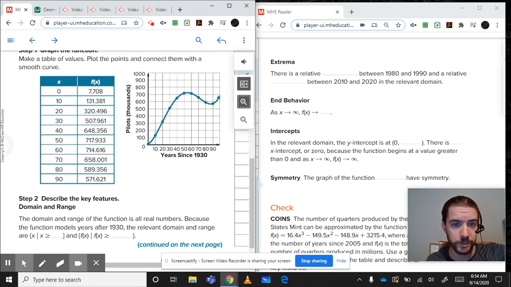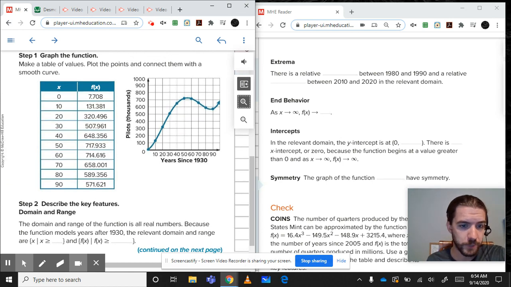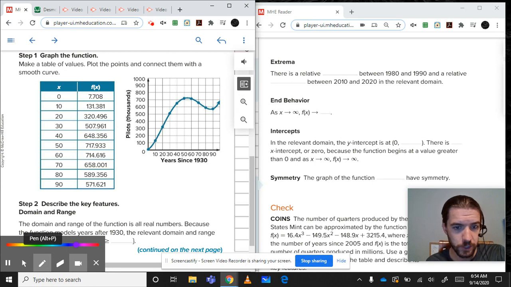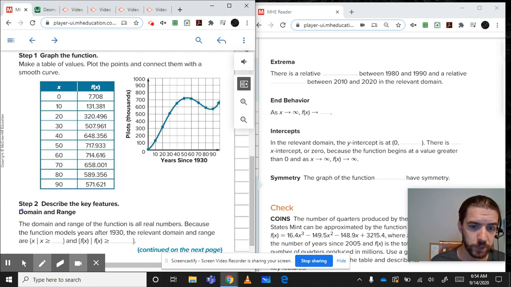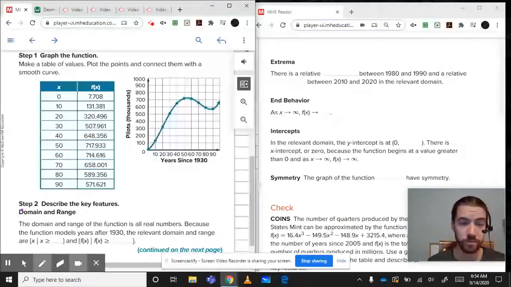Okay, so we want to describe the key features down here. The domain and range of the function is all real numbers. Because the function models years after 1930, the relevant domain and range are what? They're saying the domain and range of the function is all real numbers. The function that we described with all those big numbers in it didn't say anything about certain years, but the relevant domain and range are the ones we put on the graph.